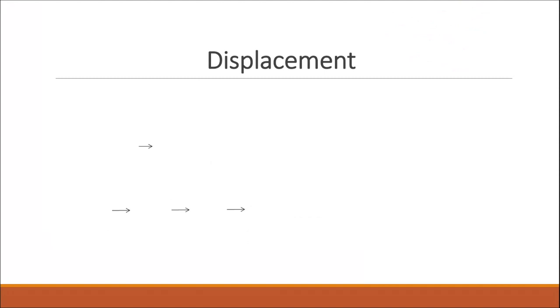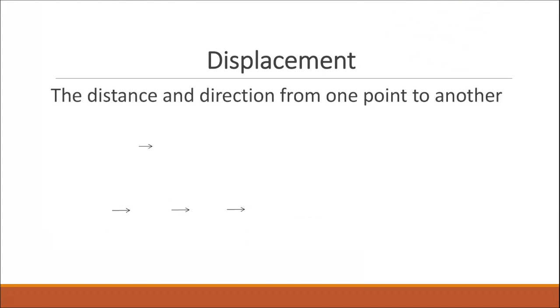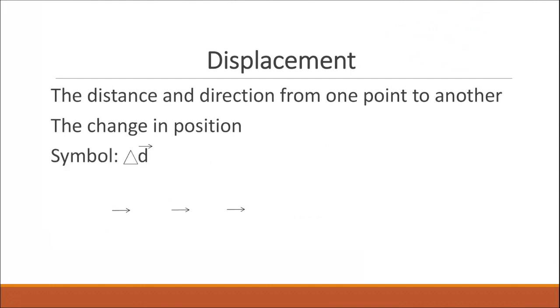Our next value is the displacement. The displacement is the distance and direction from one point to another. Another way of looking at the displacement is to say the change in your position. Simply put, the displacement is how far have you moved from the beginning. The symbol for displacement, as you can guess from change in position, is delta D, where delta is the change in and D with an arrow is your position. So simply, the displacement is your final position minus your initial position.